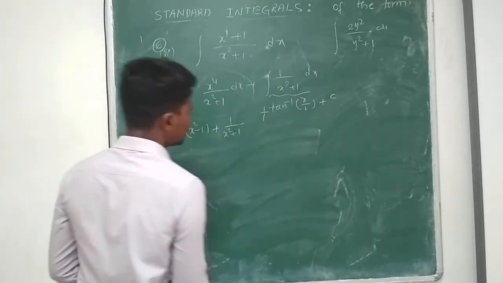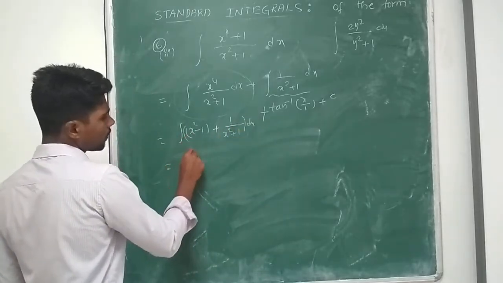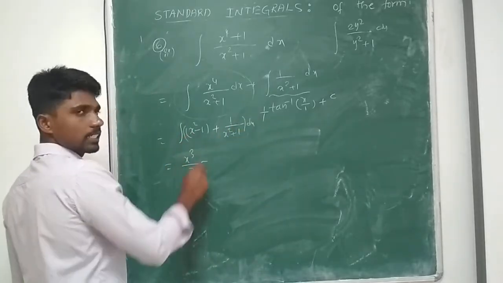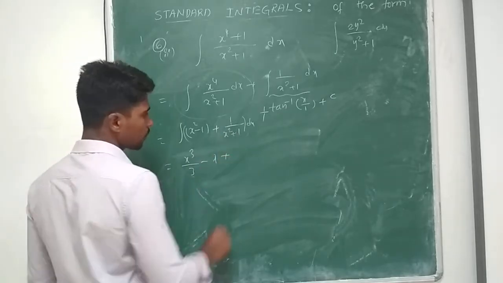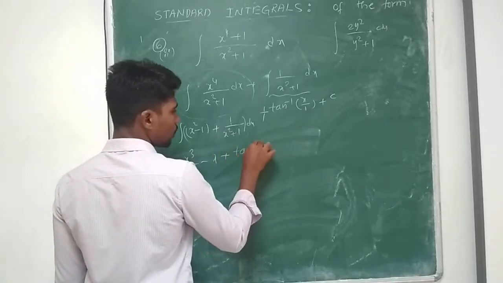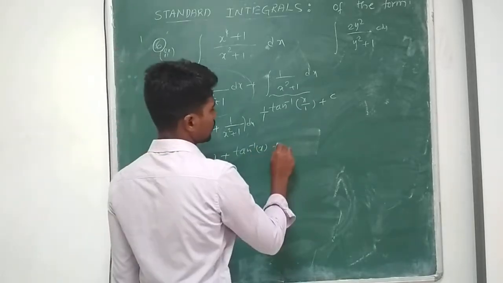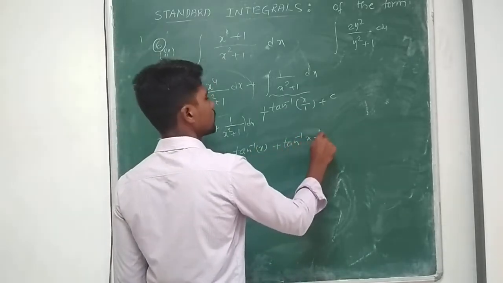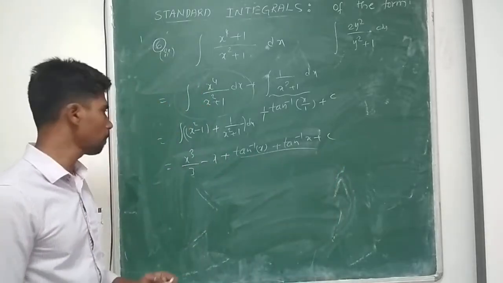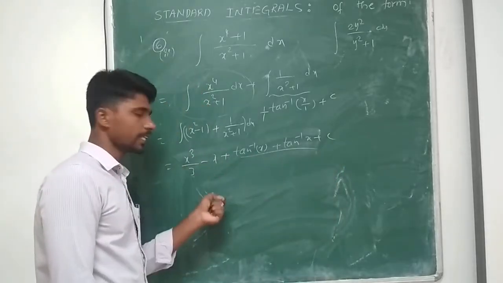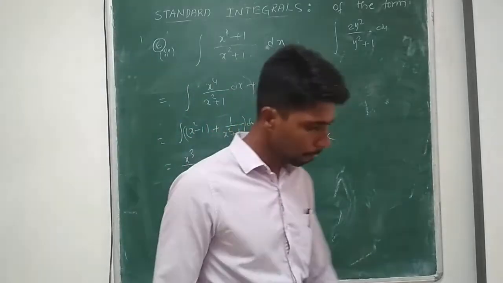So perform its integration. Integration of x square is x cube by 3, minus integration of 1 which is x, plus integration of 1 by x square plus 1 which is tan inverse of x, plus the other tan inverse x, giving 2 tan inverse x. So what is our answer? x cube by 3 minus x plus 2 tan inverse of x.